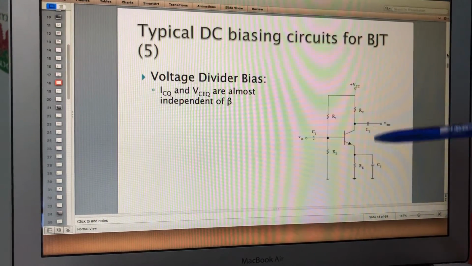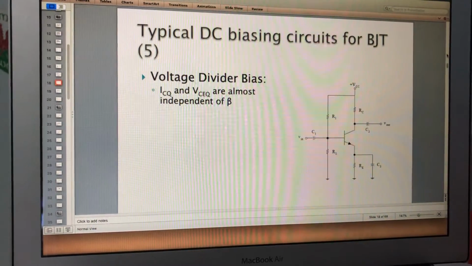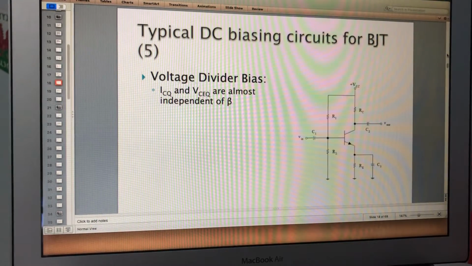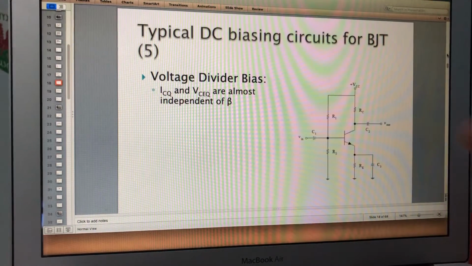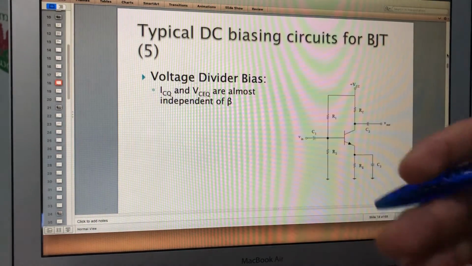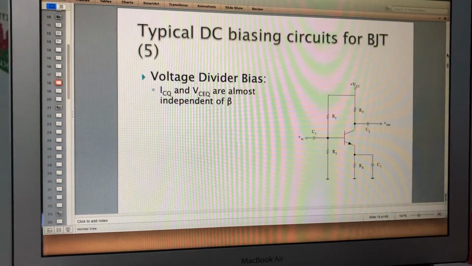It's one of the transistor parameters. When people develop and fabricate these transistors, they measure and they get the beta value.